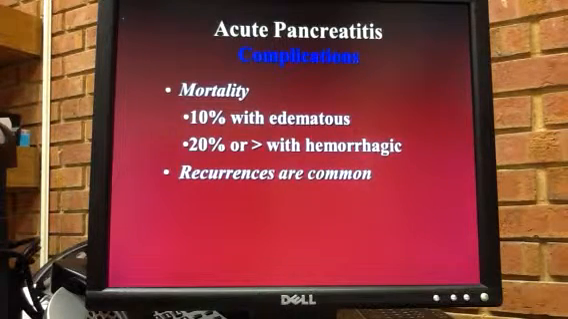Mortality. With just your basic edematous pancreatitis, there's a 10% mortality. With the hemorrhagic component, mortality goes up to 20% or more. Recurrences of pancreatitis are common, especially if the etiology is alcohol use. Now, if the etiology is gallstones, then once that's determined, the gallstones will be addressed, and so then that patient wouldn't be subjected to recurrences.